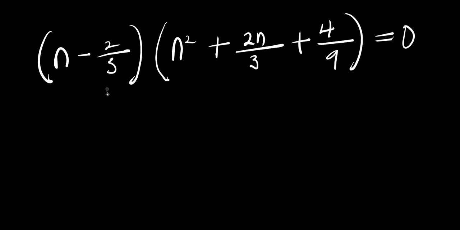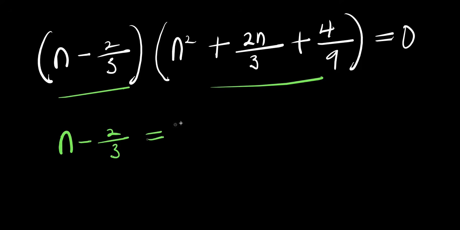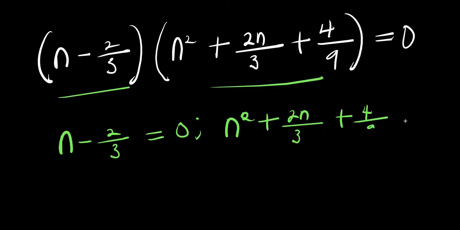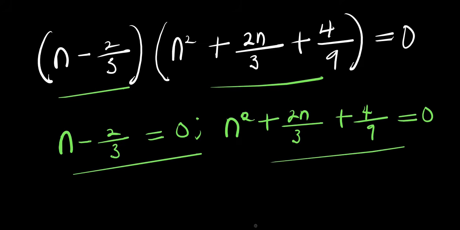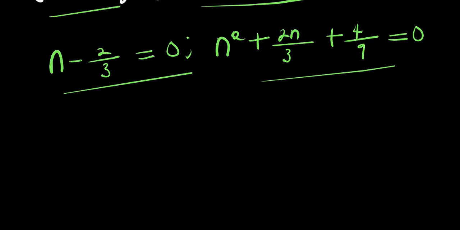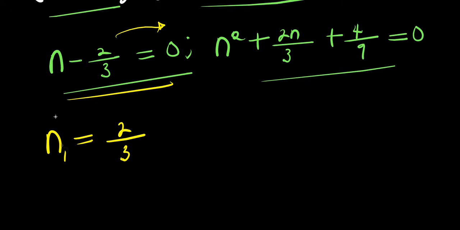So at this particular point, we can equate each of these to 0. We have n minus 2 divided by 3 equals 0, and n squared plus 2n divided by 3 plus 4 divided by 9 equals 0. So let's solve each equation individually. We start with the first one here. We move this over here. We have n equals 2 divided by 3. This is my n1.